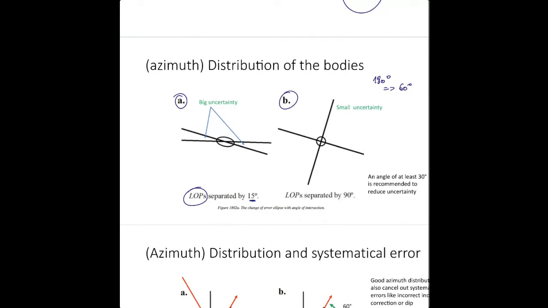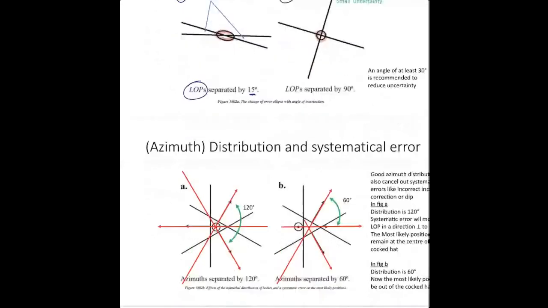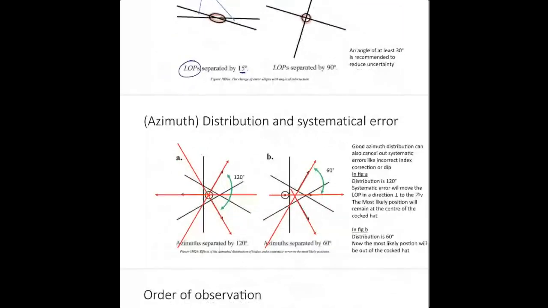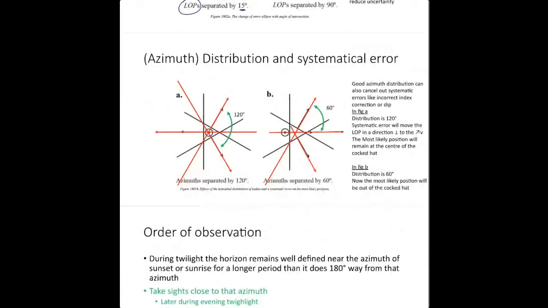Okay, in this case, the ellipse of uncertainty will be much bigger than when your bodies, or lines of position, are distributed by 90 degrees. Another thing that we need to consider is the relation of the azimuth distribution to the systematic error. We already touched upon this a little bit earlier, but a good azimuth distribution can also help you to cancel out systematic errors, like incorrect index correction and so forth.